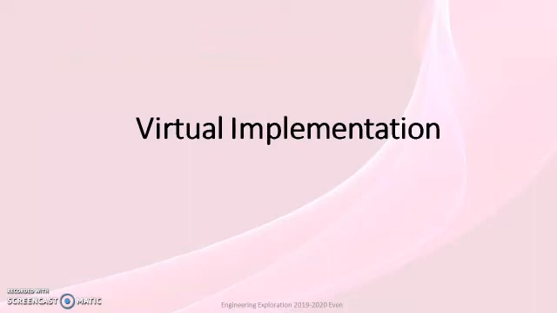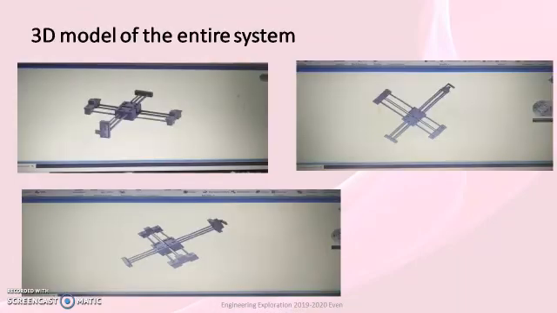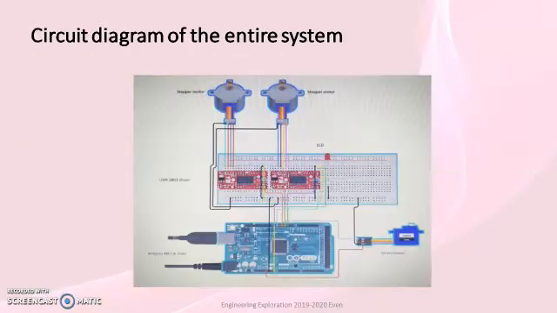Virtual implementation. This is our 3D model of the XY plotter, the whole thing made using Autodesk Inventor, and the base of the board is made up of acrylic sheets. Housing of the motors and microcontroller is also made up of acrylic sheets. There are totally 2 steppers and 1 servo motor.